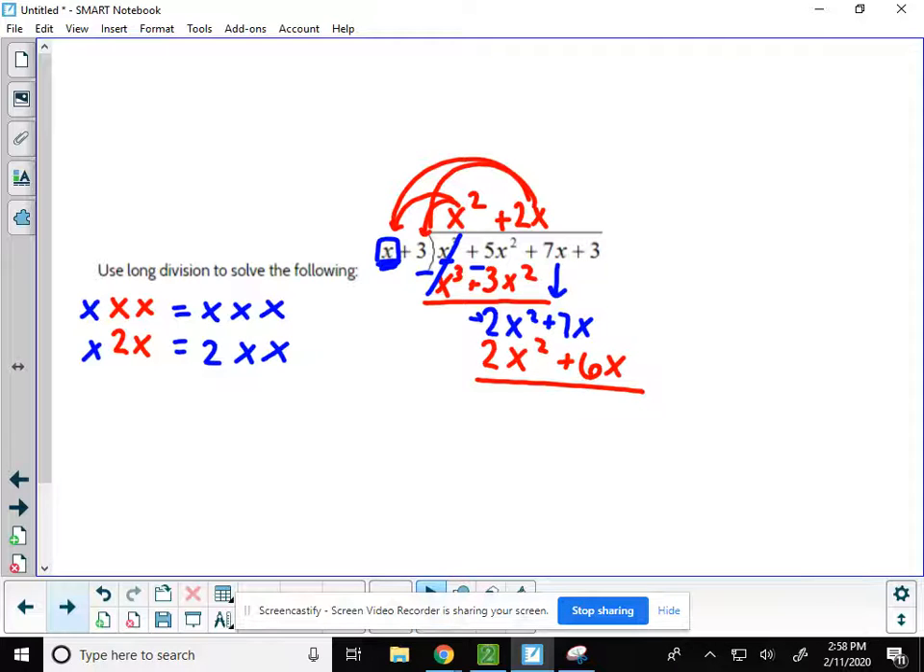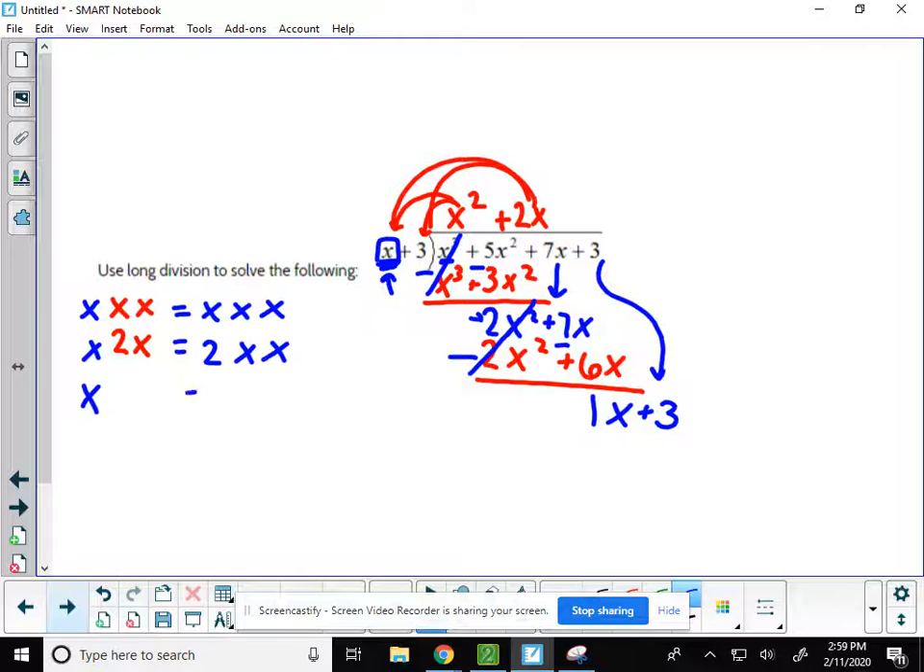Same thing here where we do our subtraction. I'm going to subtract this to get 0. I'm going to subtract that to get 1x, or you could just write x. And I'm going to drop down plus 3. Okay, so now I'm saying what times this x is going to give me 1x. So I need x. I need to get to 1x. The only thing that I need is 1. So I put plus 1.